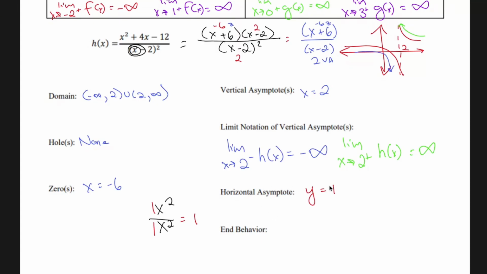And since I have a horizontal asymptote at 1, my end behavior is going to exist at 1 as well. So as x approaches negative infinity first, that means as I move to the left, I flatten out at that 1 right there. As x goes to negative infinity, h of x is going to flatten out at 1. And the limit as x approaches positive infinity of h of x is also going to flatten out at 1.